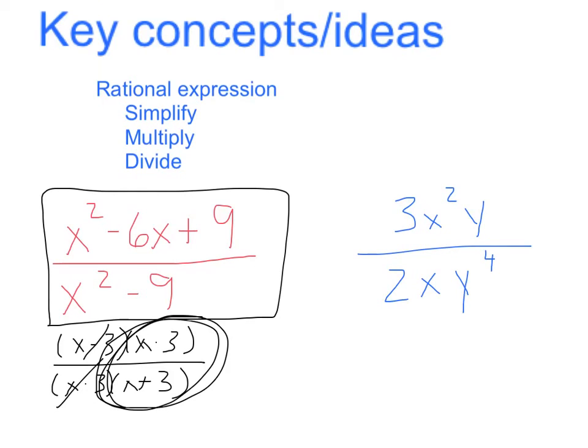Simplifying the problem on the right, we get 3, we have an x on top, and then 2 with 3 y's in the denominator. We should also be able to multiply two rational expressions and then divide two rational expressions. And remember, division is simply a multiplication of the reciprocal.